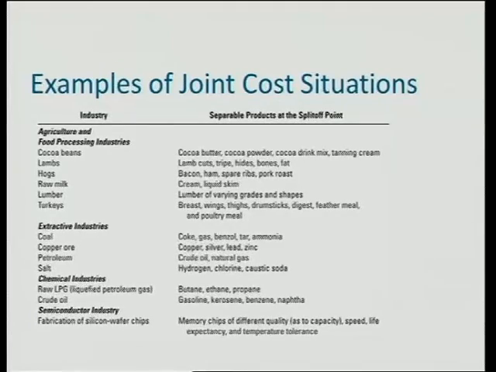Lamb, you have lamb cuts, tripe, hides, bones, and you have fat. When we go down to coal, you have coke, gas, benzol, tar, and ammonia. Go to salt, you've got hydrogen, chlorine, caustic soda. So all of these products are actually created in the same process. So there's some costs related to them that are joint. It's actually expended through the process while you are producing all of these products. So how on earth are we going to determine how much of the cost should go to crude oil and how much should go to natural gas? So this is exactly what this concept is about. How are we going to allocate those costs?